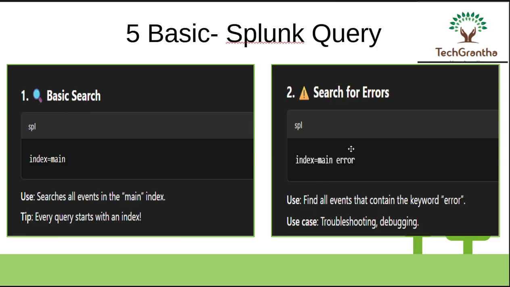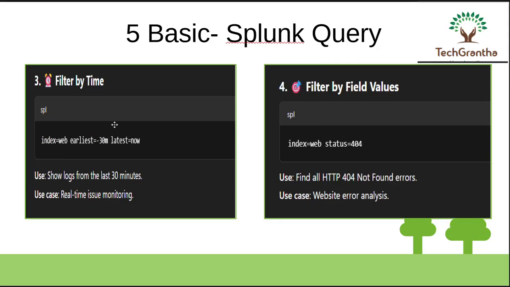The second query is related to searching for errors. If we need to find errors, you just go to Splunk and write index=main error. It will search for the keyword error and provide the information.